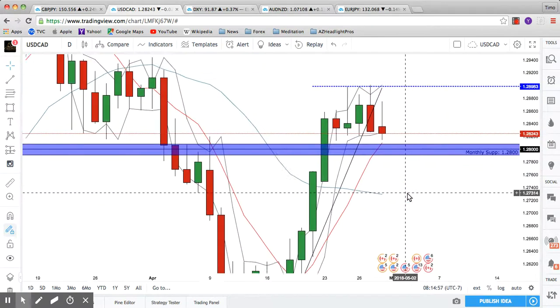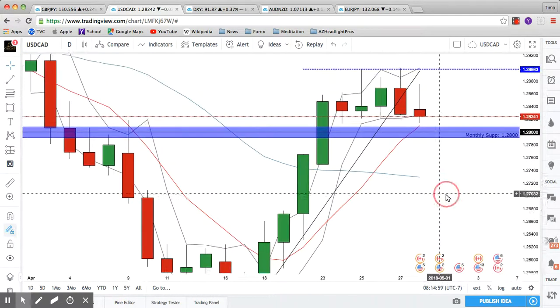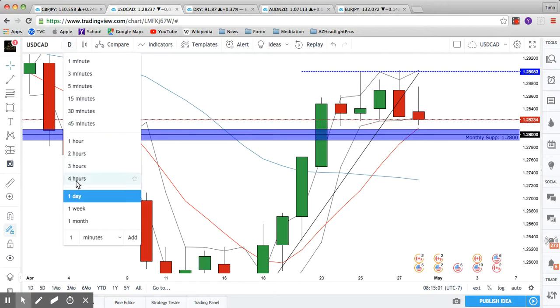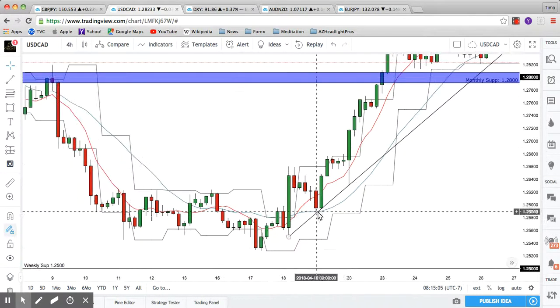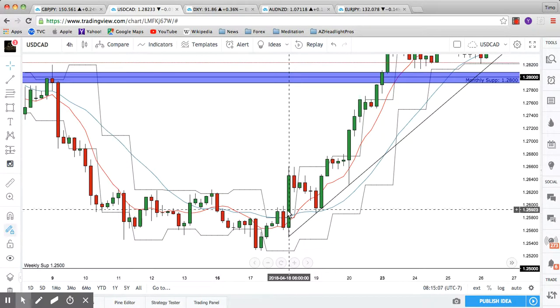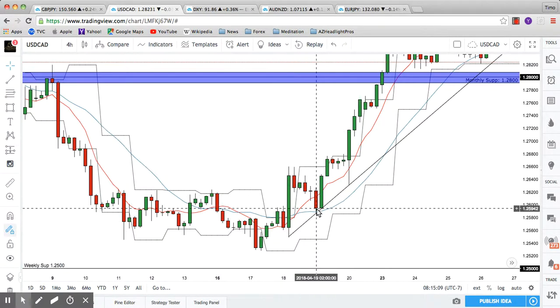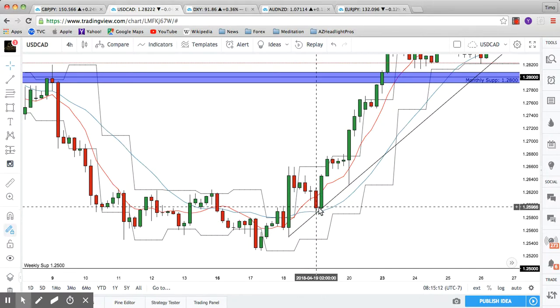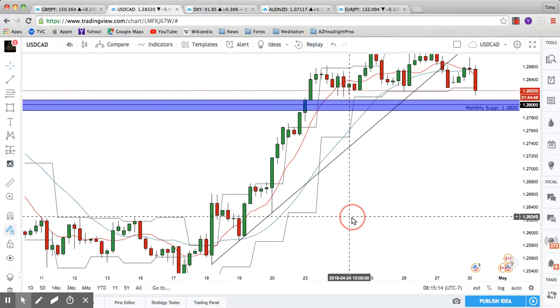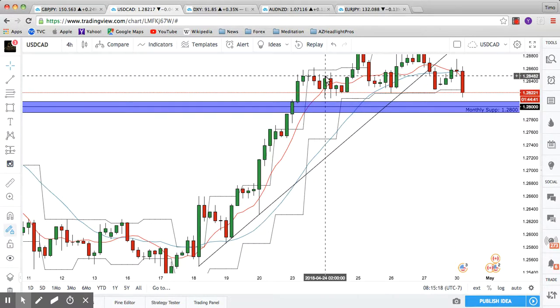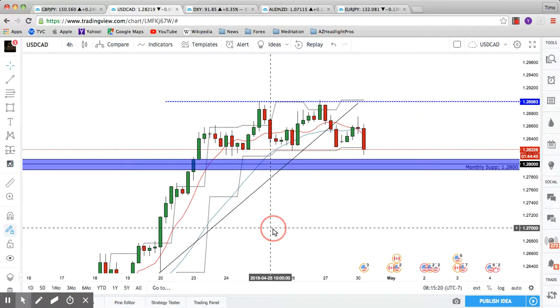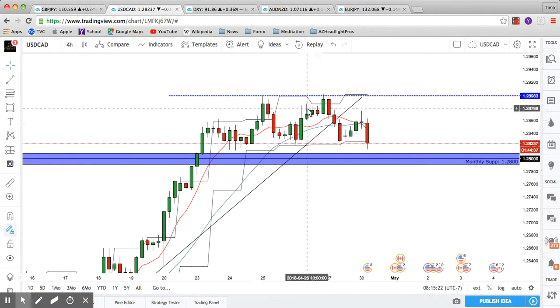So now we're looking at the daily, dropping down to the 4-hour. Just to show you guys what I see, we were able to form a nice trend line from this bullish engulfment candle, connecting to this next higher low. Moving averages stayed up the entire time, forming this nice uptrend. Okay, and now we are trading sideways, guys.